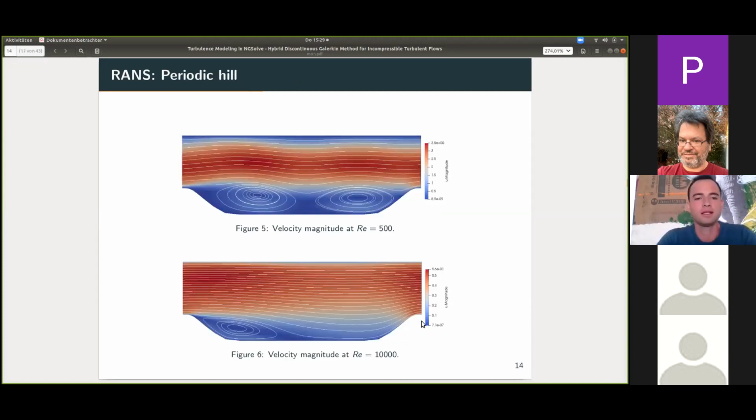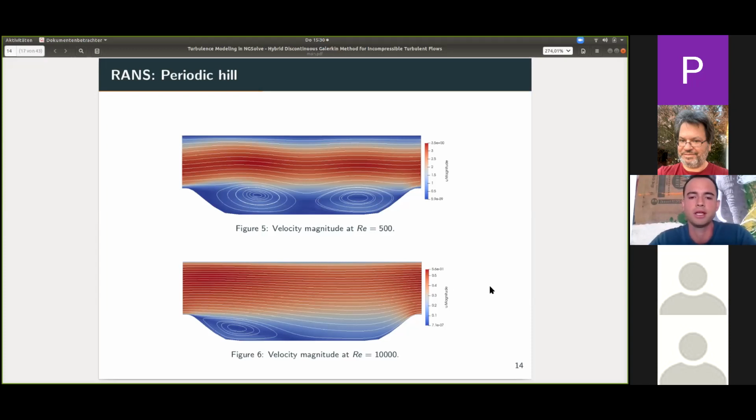The other case, which is quite nice, I think, is the one with the periodic hill. Here we have periodic boundary conditions there and there, and a constant pressure gradient, which drives or forces the flow. And also, as before, we have one laminar case and one turbulent case. So here we have a Reynolds number of 500. The one in the bottom is one with 10,000. And here we also see some very significant differences.